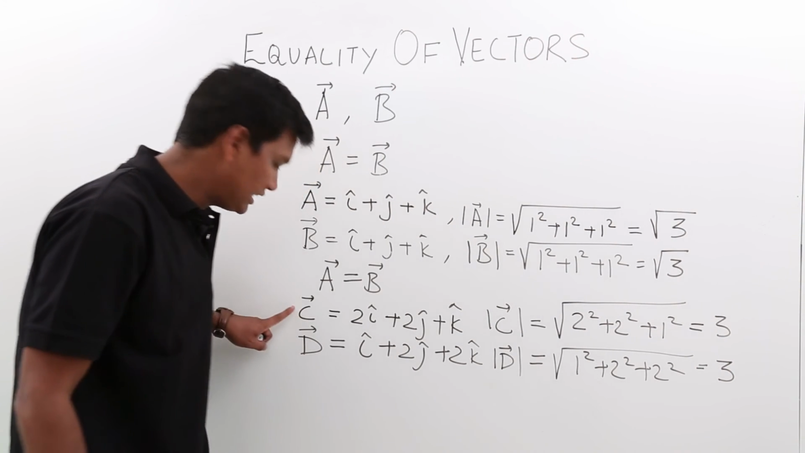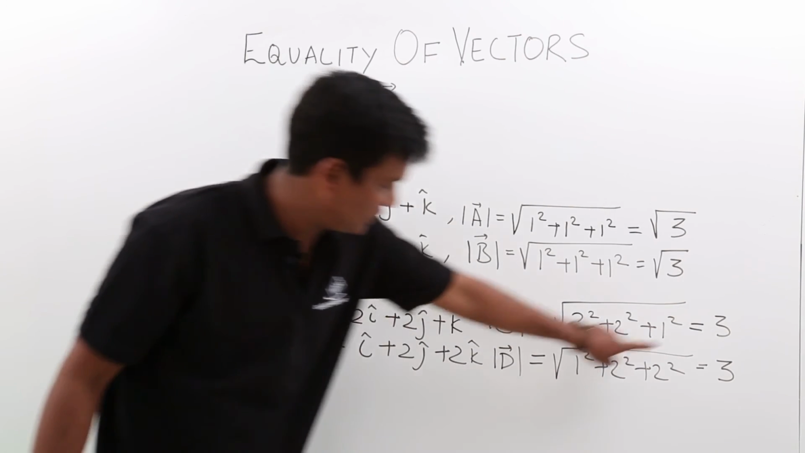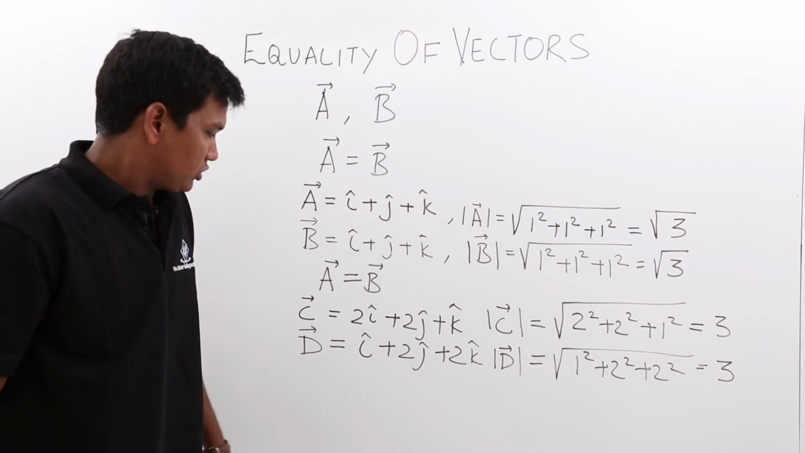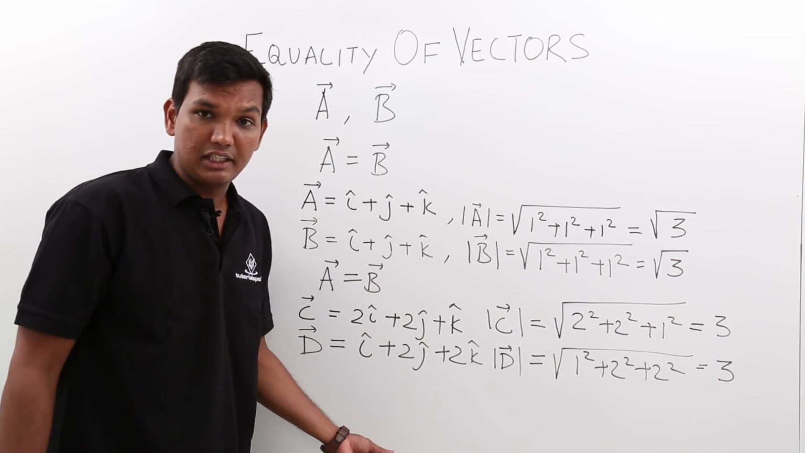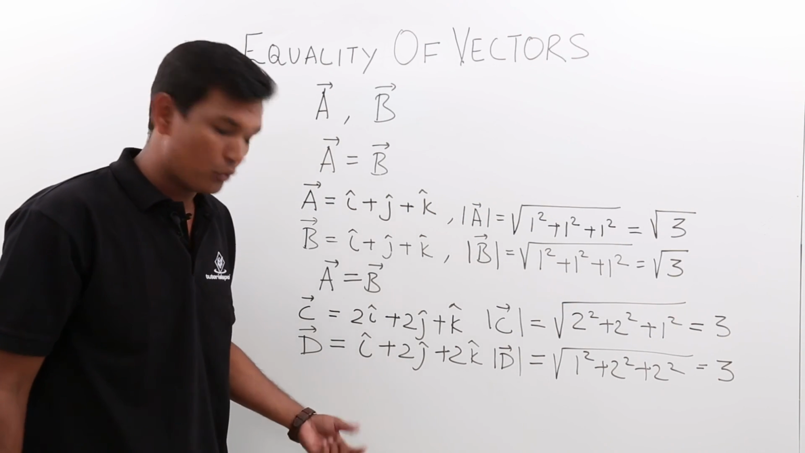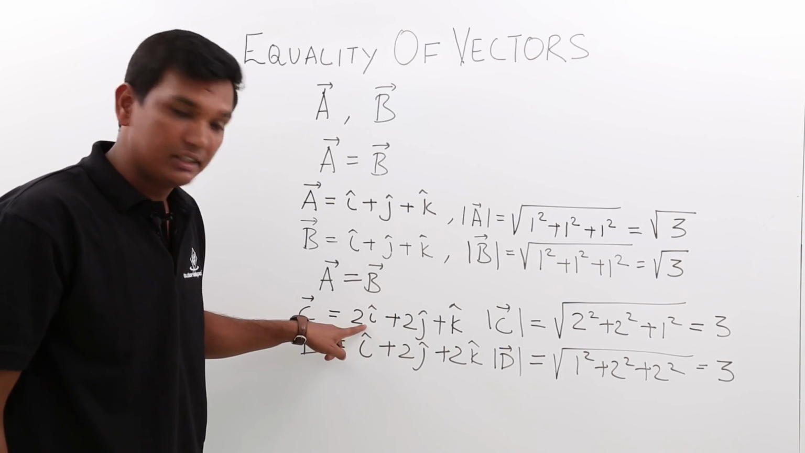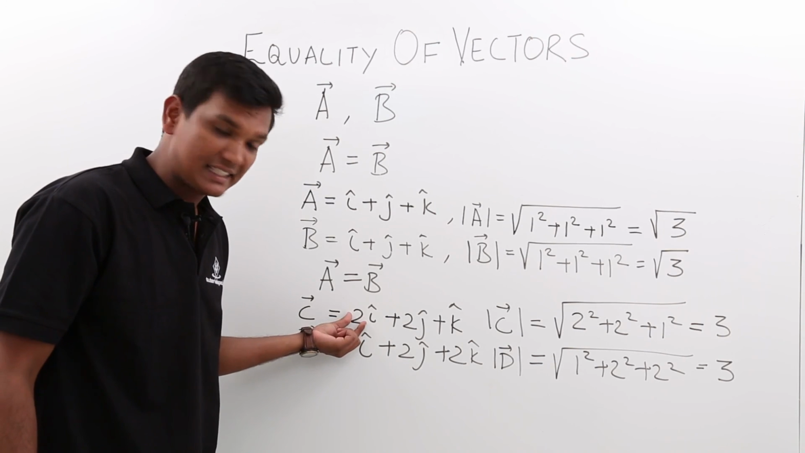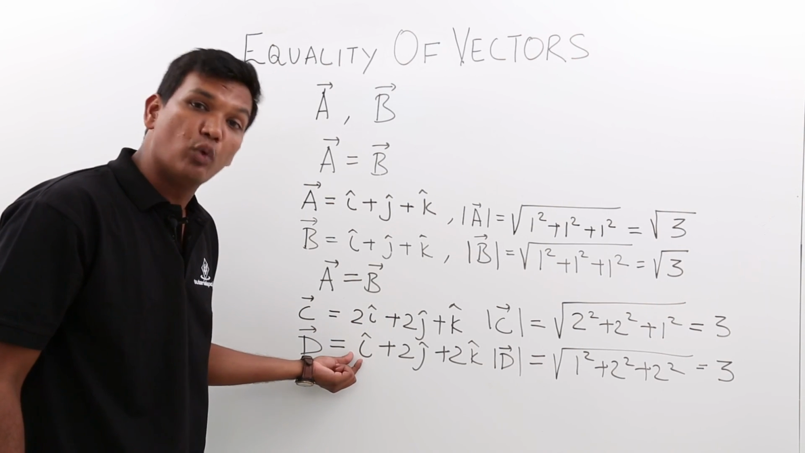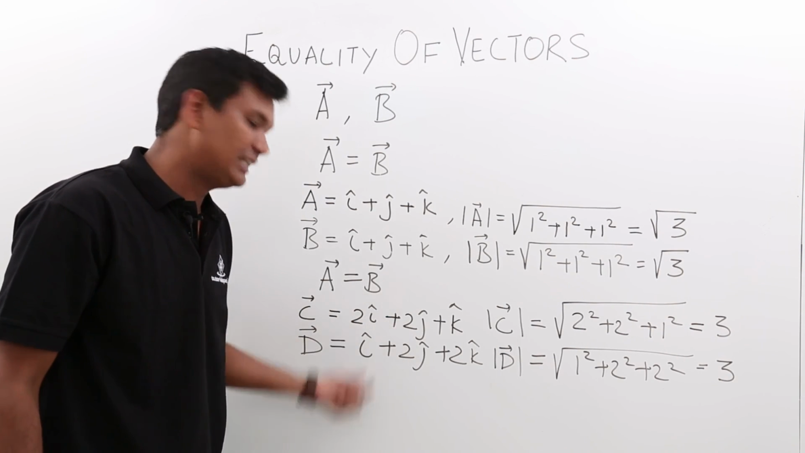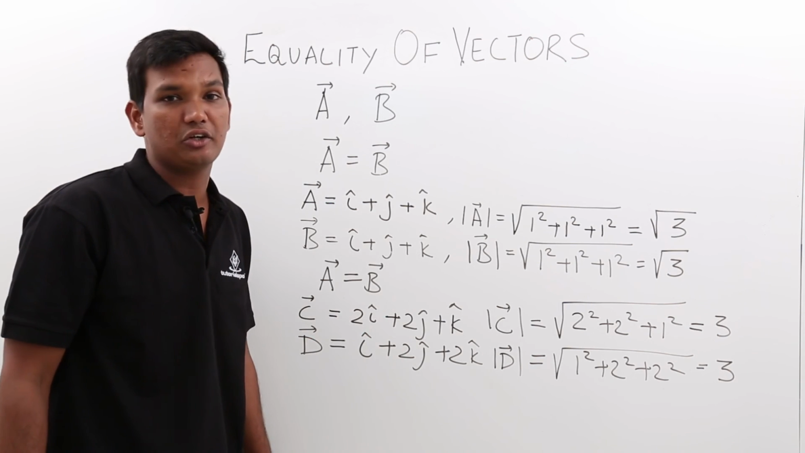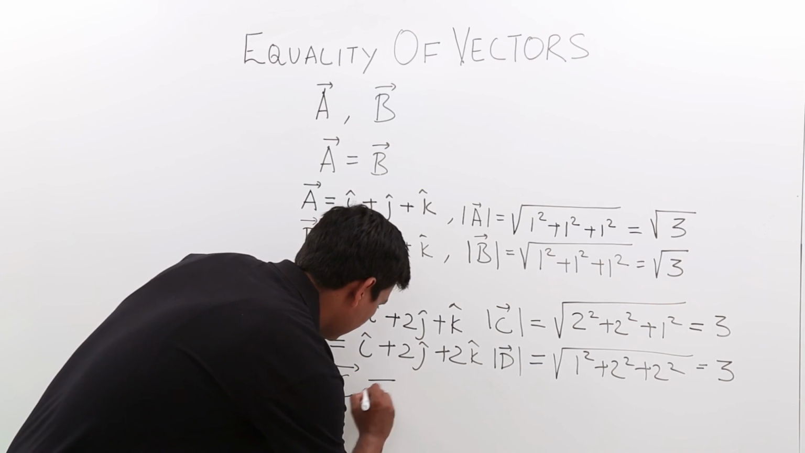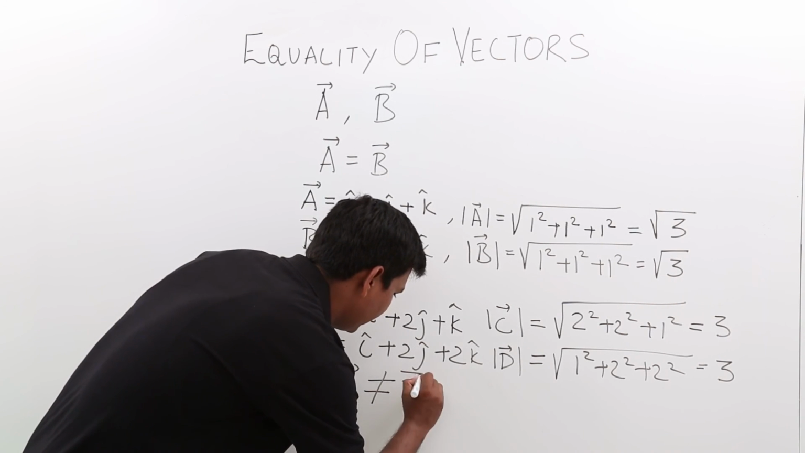So I can see that the magnitude of c vector is 3, and the magnitude of d vector is again 3. So can I say that c and d vectors are equal? The answer is no, because the direction is not the same. c vector is 2 units along x axis and d vector is only 1 unit along x axis. So that itself concludes the directions are not the same. So in this case c vector is not equal to d vector.